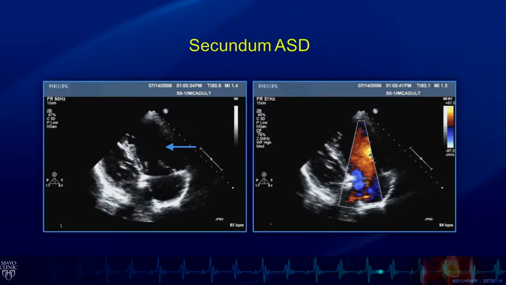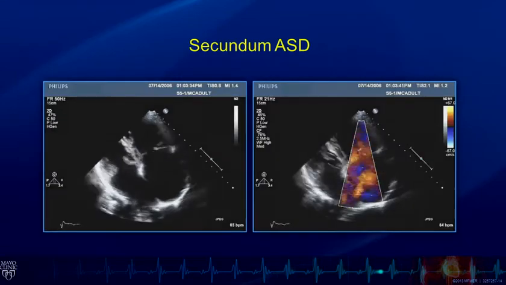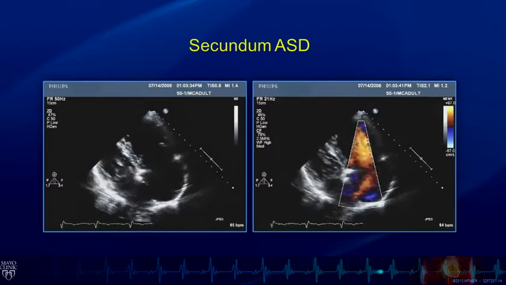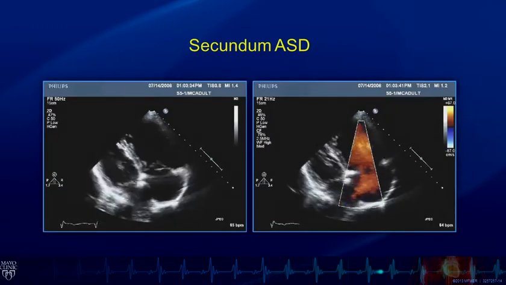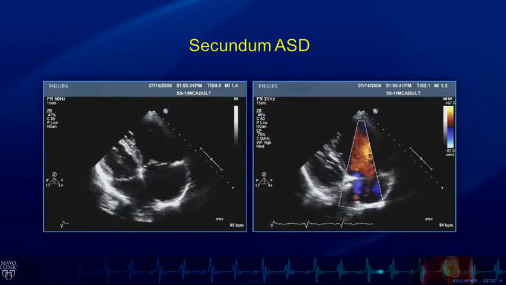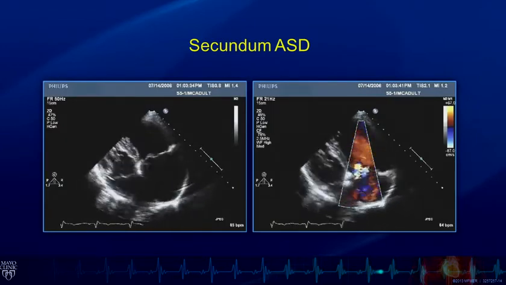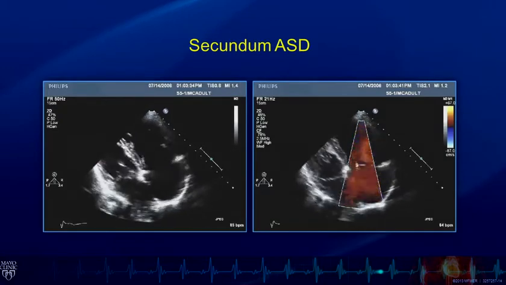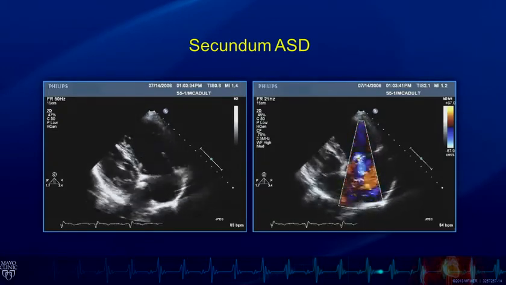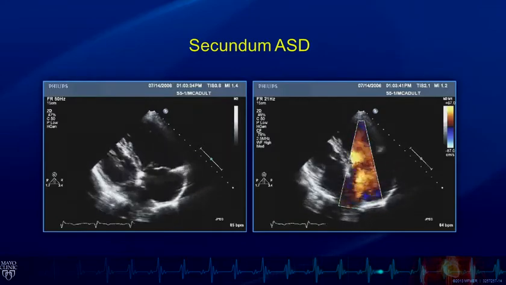You'll note as we play these images that the right heart chambers are enlarged, that there's dropout in the region of the atrial septum, and that color flow transits from left to right in this patient with a large secundum atrial septal defect and important left to right shunt.